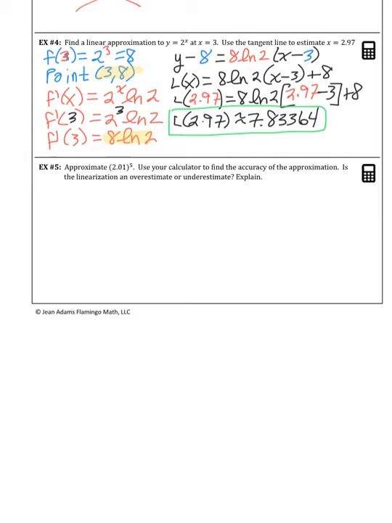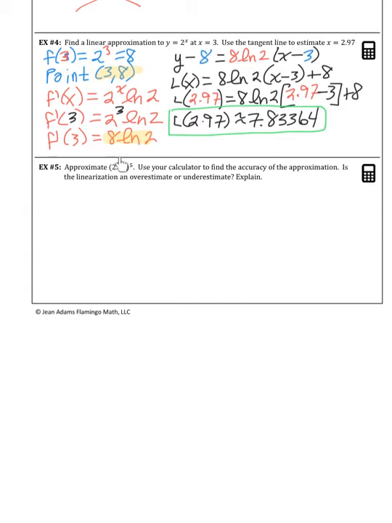I'm going to approach this very similarly to how we found the approximation of the square root of 80. So for instance here, we know our function, but they didn't say at x equals whatever. So we're going to pretend like this is our actual number that we're trying to approximate, 2.01. So we're going to choose a value that is close to 2.01 that would be easy to raise to the 5th power.